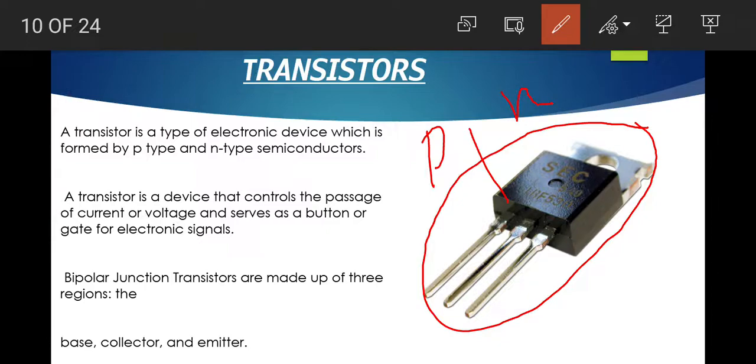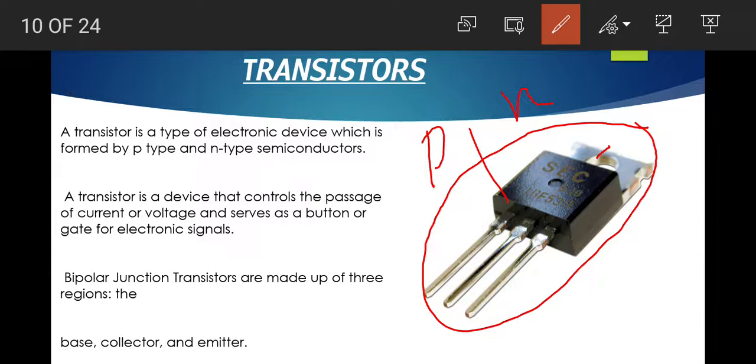A transistor is a device that controls the passage of current or voltage and serves as a button or gate for electronic signals. Means in the transistor it controls the flow of current and voltage and serves as a button or a gate, or a passage we can say, for signaling from one electronic way to the other.